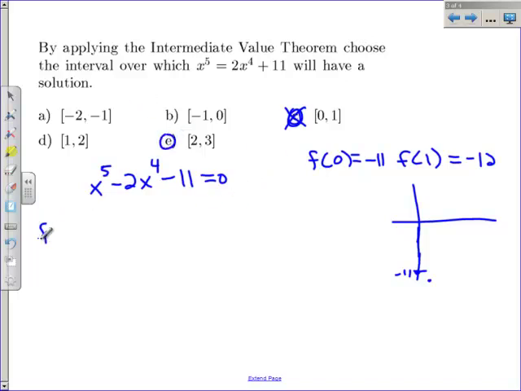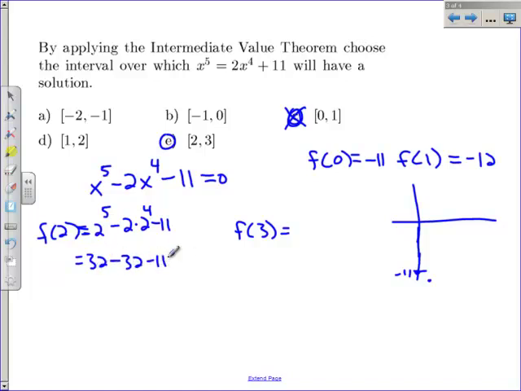Let's find f of 2, and let's also find f of 3. That's going to require me to do a little bit harder math. F of 2 is going to equal 2 to the fifth minus 2 times 2 to the fourth minus 11. 2 to the fifth is 32. 2 to the fourth is 16 times 2 is negative 32, and then minus 11. And if I do that math, 32 minus 32 is 0 minus 11. I get negative 11.